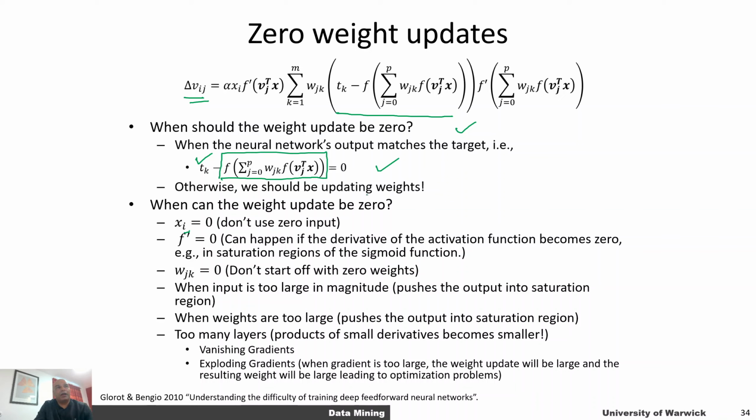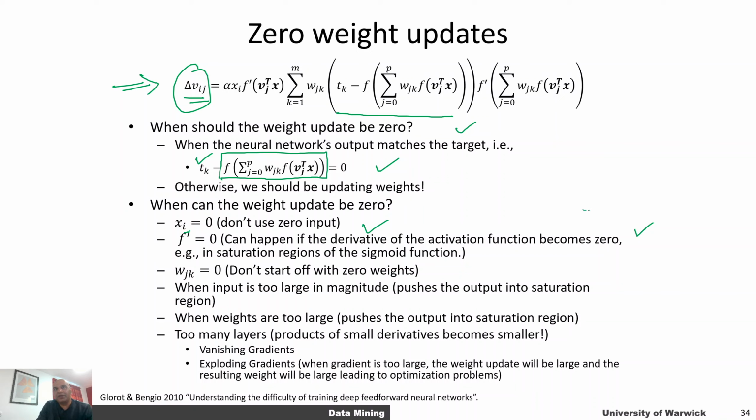And what in this equation can make this weight update go to 0? If xi is equal to 0, or if f dash is equal to 0, which can happen if the derivative of the activation function becomes 0. So the derivative of an activation function should not become 0. And when do derivatives become 0?